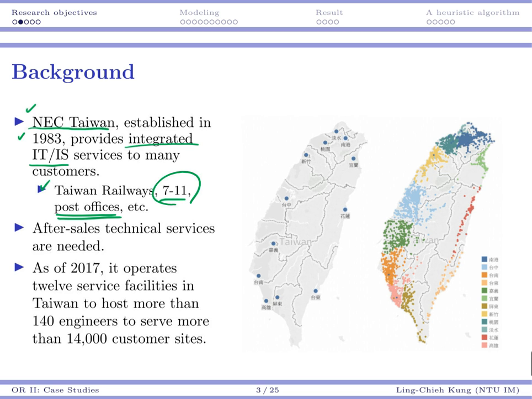These customers purchase hardware and software, in some sense integrated services from NEC, and therefore they rely on NEC to provide after-sales service. Sometimes you go to a 7-Eleven and you see that the machine is broken, temporarily not functional. If you really need to use it to purchase some tickets or something, you will feel angry, right?